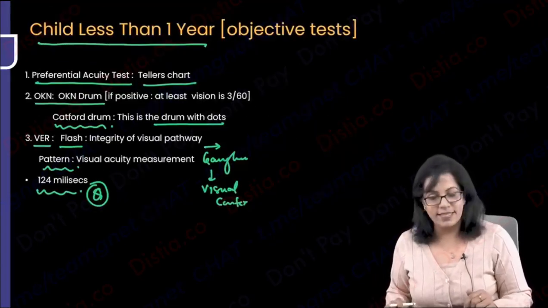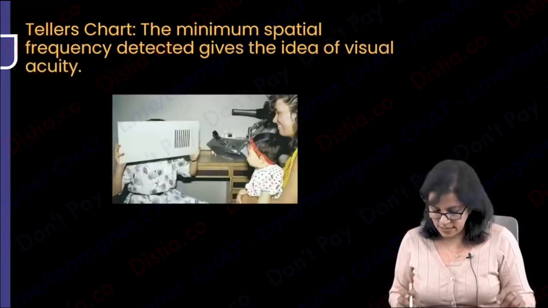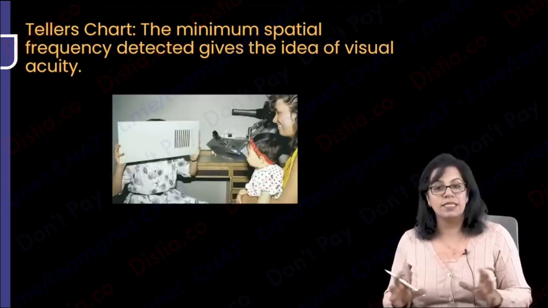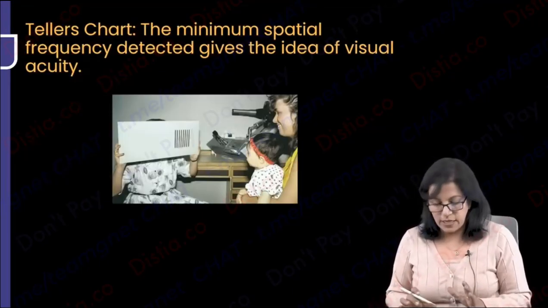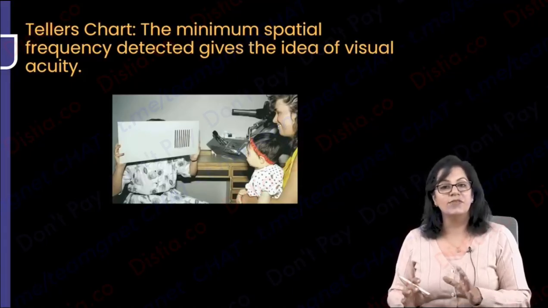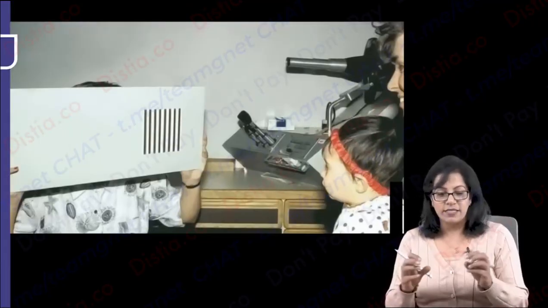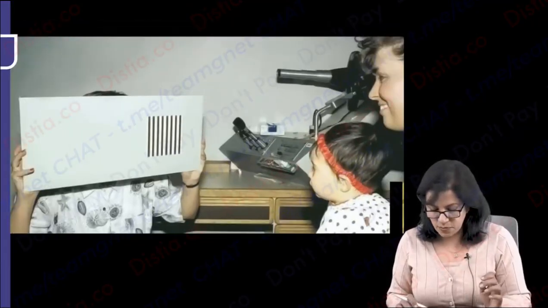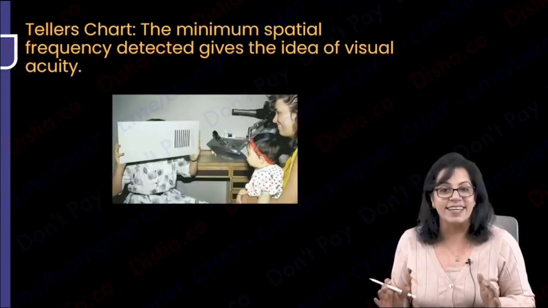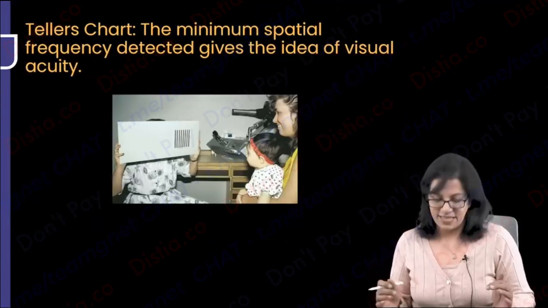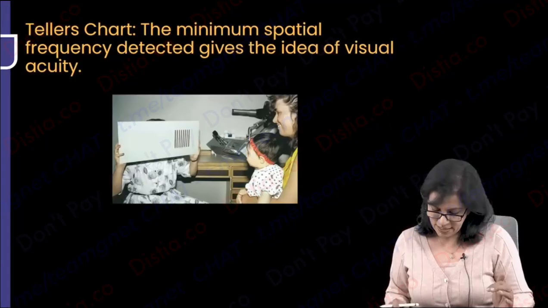Let's also see what is Teller's chart. See, this is the Teller's chart. Can you see these are the spacings and the lines? So what minimum spacing the child is attracted to will give us the idea of the visual acuity. Here the spacings, the lines are a little wider, then it will become more narrow. So what is the spatial frequency which the child can detect? This will help me to assess the visual acuity of the child. Right? This is Teller's chart.